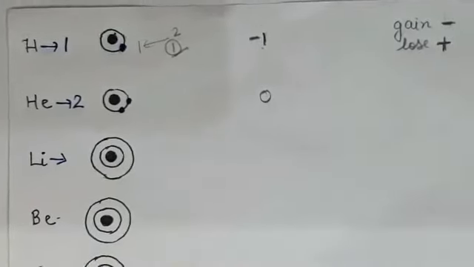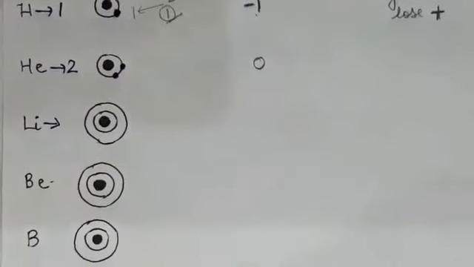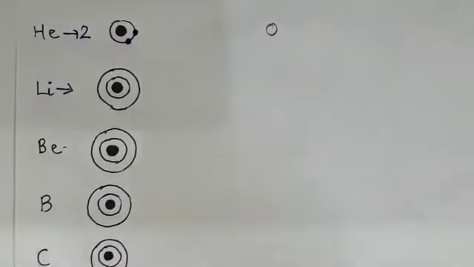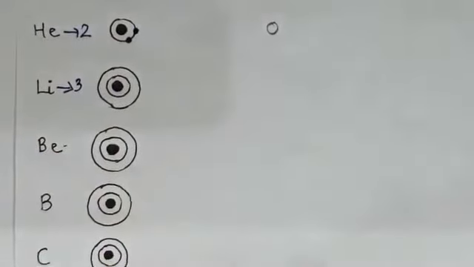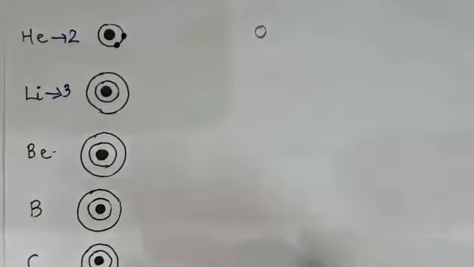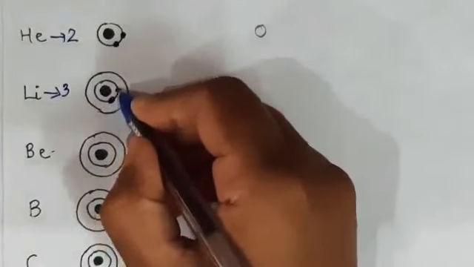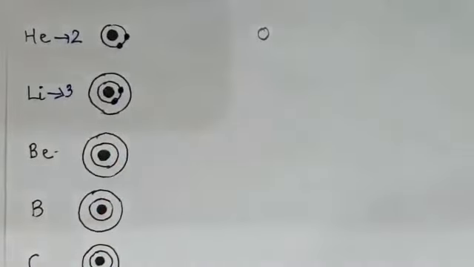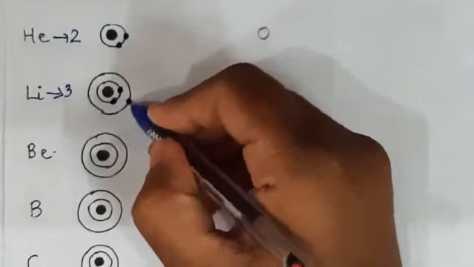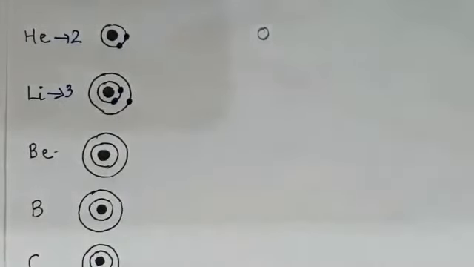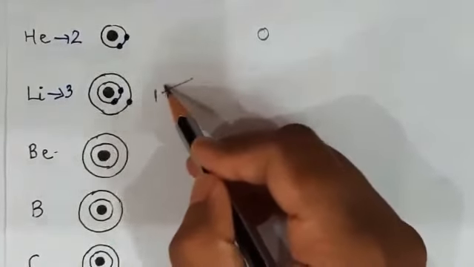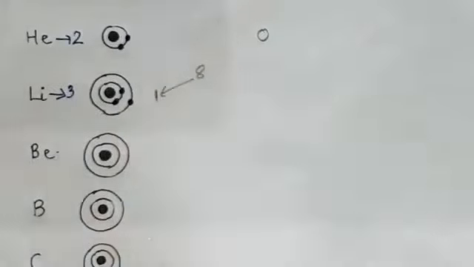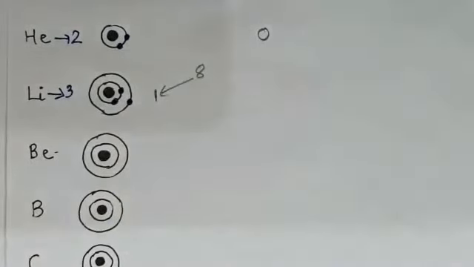Okay. Coming to next case, lithium. What is the atomic number of lithium? It is 3. So in the first shell, how many electrons can be filled? 2. Now we are left with 1 electron. So fill that 1 electron in the second shell. Now in the second shell, we are having 1 electron. But we need to make this octet. Octet means 8 electrons.